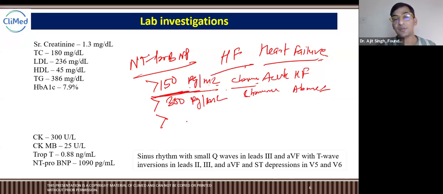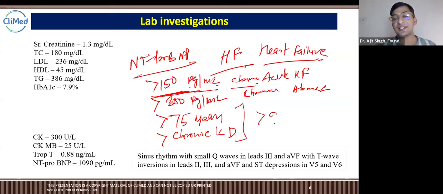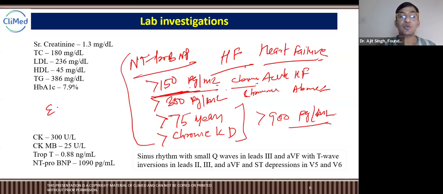And then in older patients, older meaning older than 75 years, and in people who have high creatinine, or we can say chronic kidney disease, CKD, in both cases the upper limit is 900 pg per ml. More than 900 pg per ml will be considered abnormal in cases of CKD and in elderly people more than 75 years. This is according to the European Society of Cardiology guidelines.